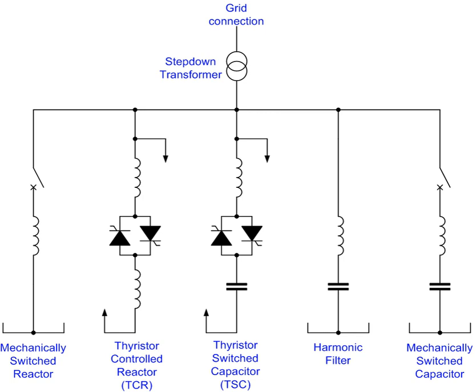In industrial applications, SVCs are typically placed near high and rapidly varying loads, such as arc furnaces, where they can smooth flicker voltage.